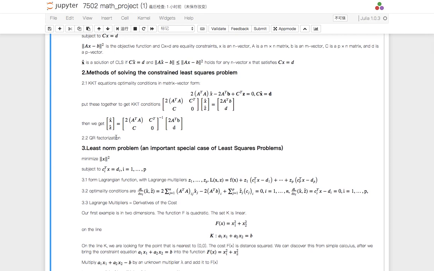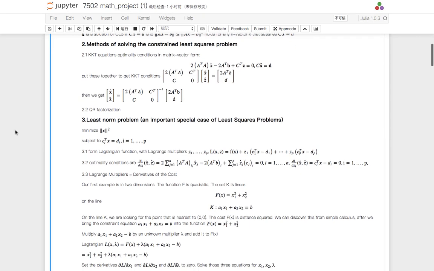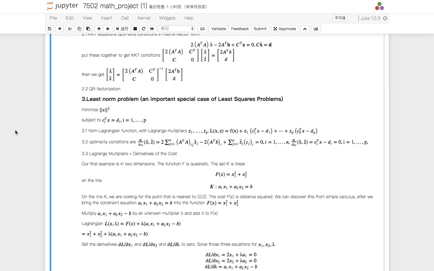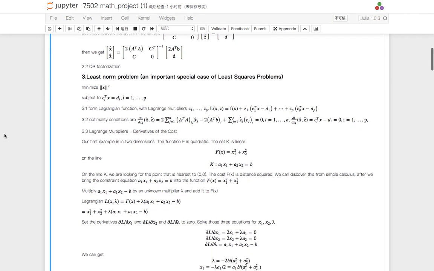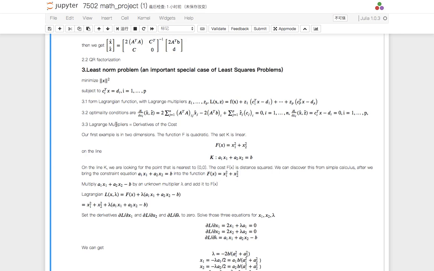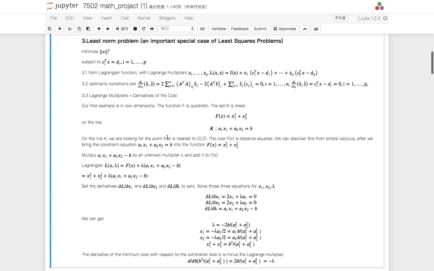Another important special case of CLS is the least norm problem. The objective is to form the Lagrangian function with Lagrange multipliers and to satisfy the optimality conditions. Here section 3.3 gives a general conception of Lagrange multipliers.